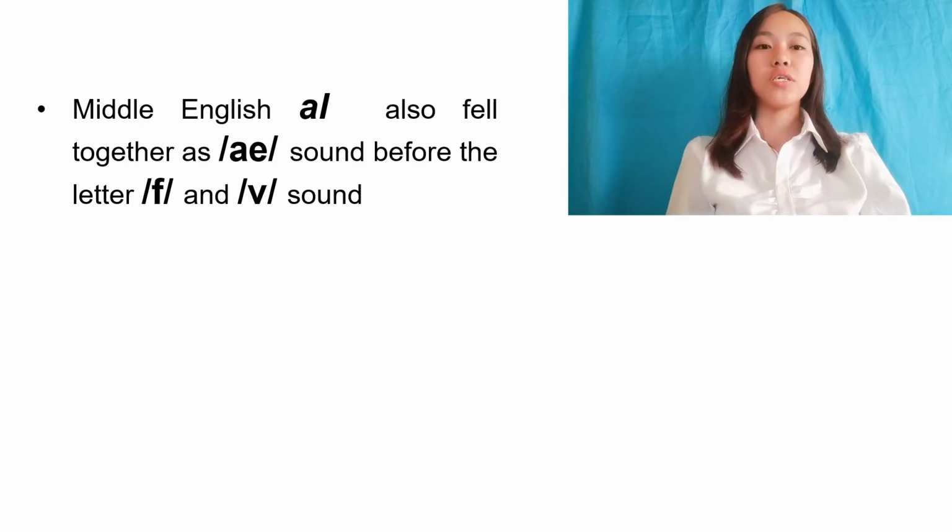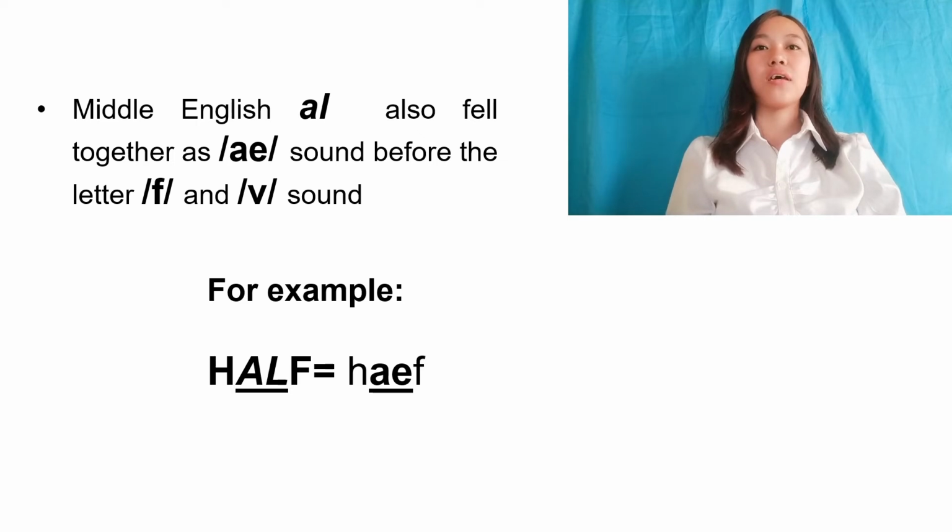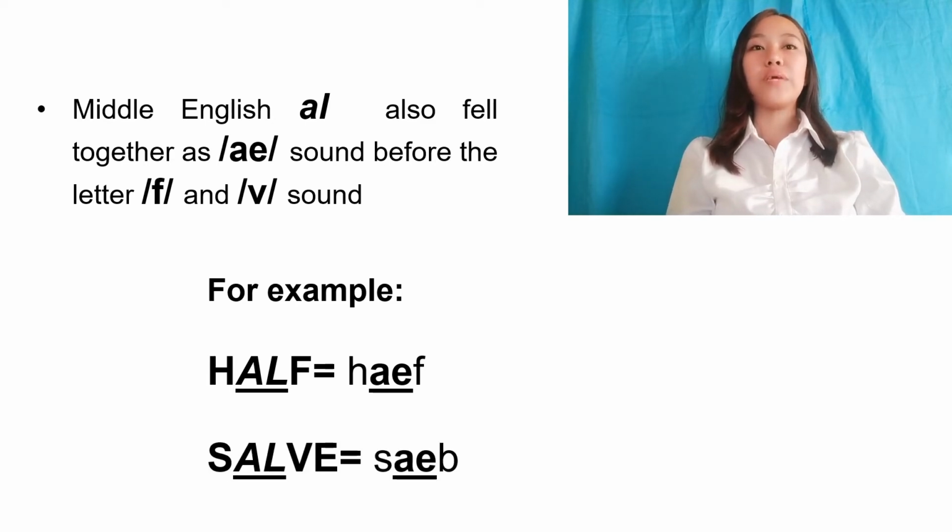In Middle English, the al phoneme also fell together as the combination of the ae sound, the a sound before the letter f or f sound, and v or v sound. For example, halved, salved, wherein the al phoneme seems to be pronounced as the combination of the ae sound or the a sound. Again, halved, salved.